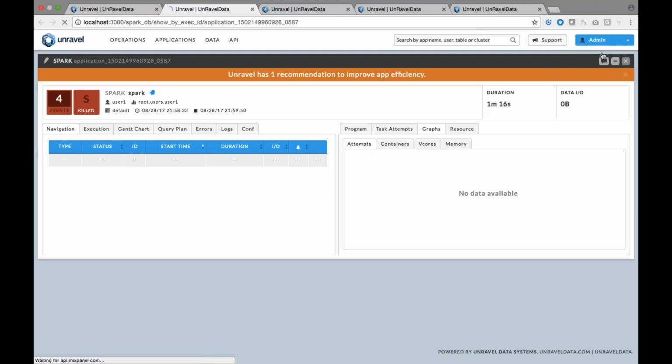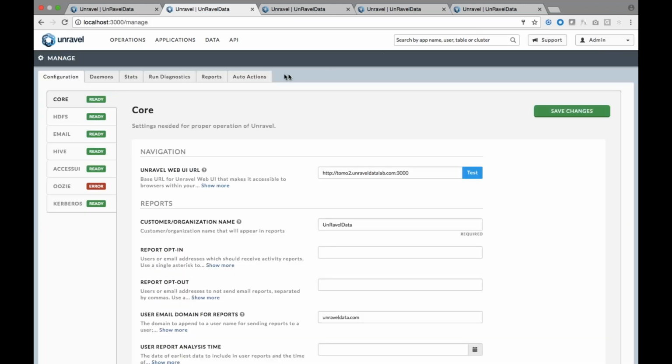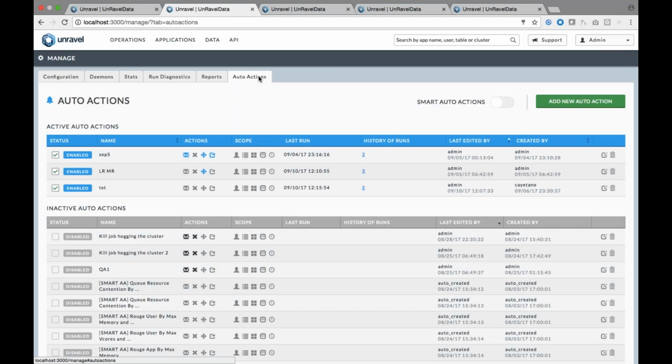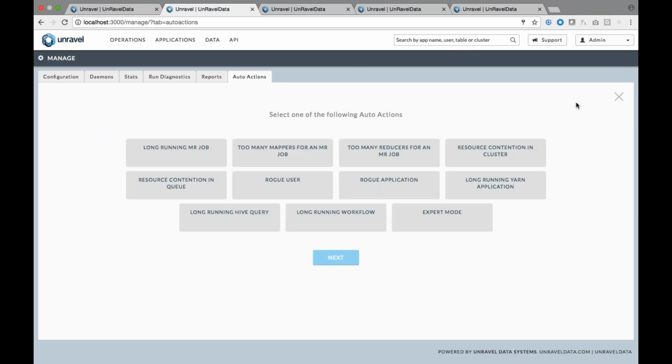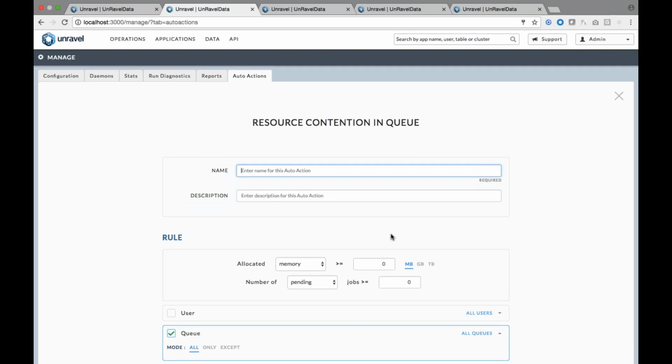Unravel has this feature called auto actions, which is created by administrators of the cluster. So you can go to this manage view auto actions and add new auto actions in the cluster. So there's a rich set of auto actions that can be created. So what are auto actions? Auto actions are policies that can be created and enforced by Unravel to protect SLAs, to enforce best practices, to do cost optimization. In this specific case, the auto action that protected the SLA is a resource contention and queue auto action. And how does that look like?